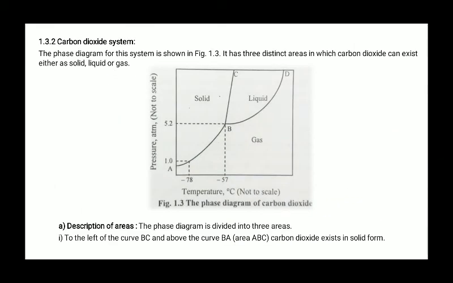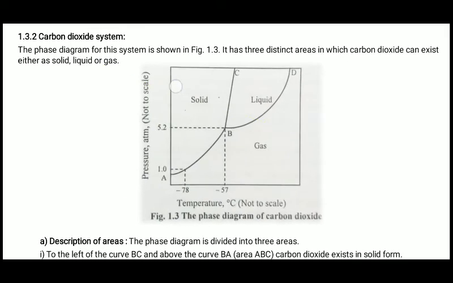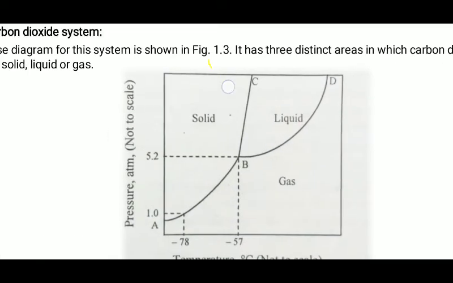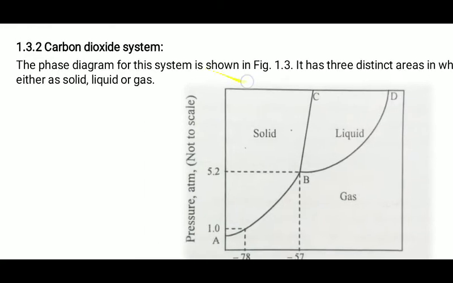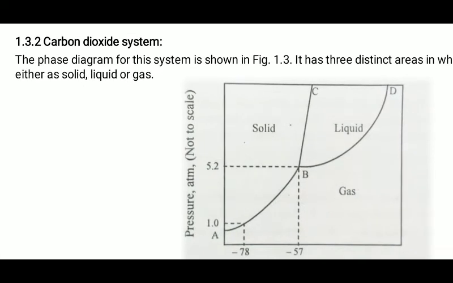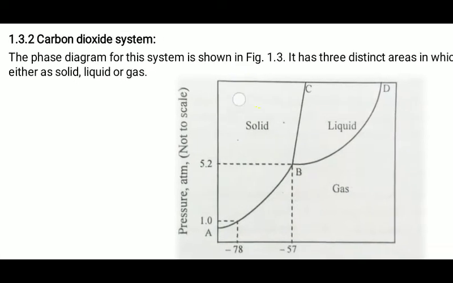Now consider the phase diagram for carbon dioxide. See here, in the area ABC, solid carbon dioxide exists, whereas in CBD, the liquid carbon dioxide exists, whereas in the area ABD, gaseous carbon dioxide exists. This is the phase diagram of carbon dioxide.